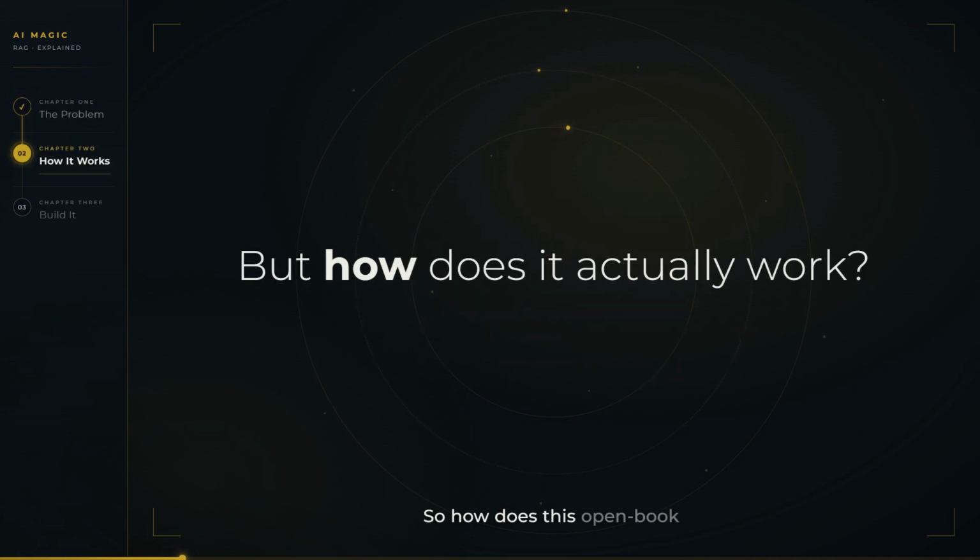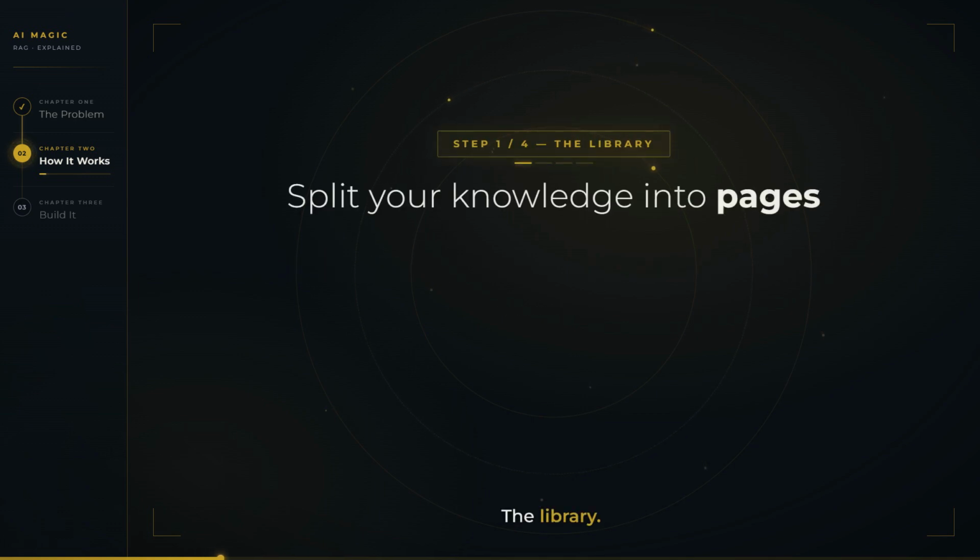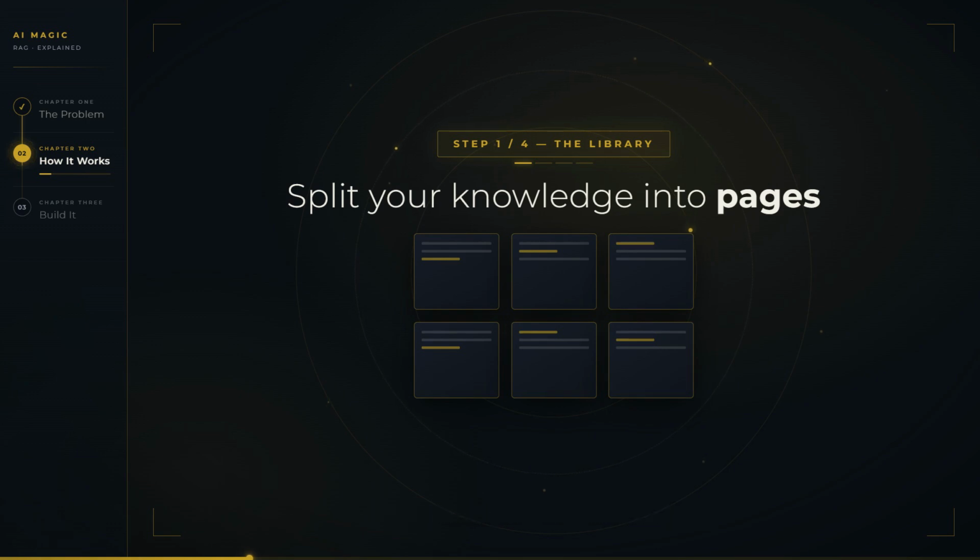So how does this open book exam actually work? Let's build it. Step by step. Step 1. The library. We take everything you want the AI to know, your documents, your notes, your guides, and split them into small pages. Each page holds one idea.